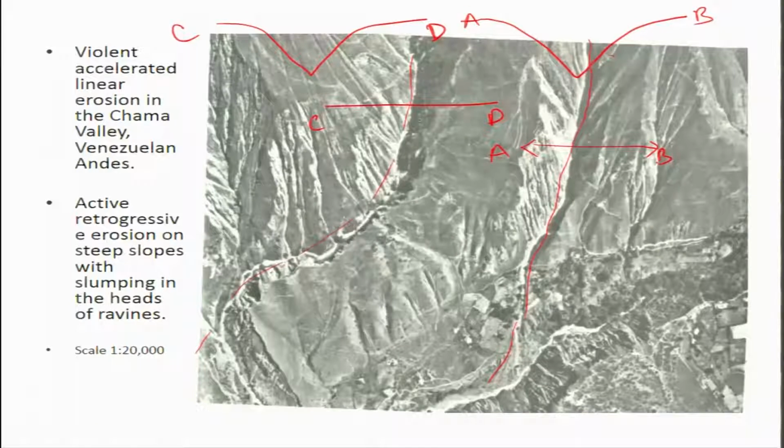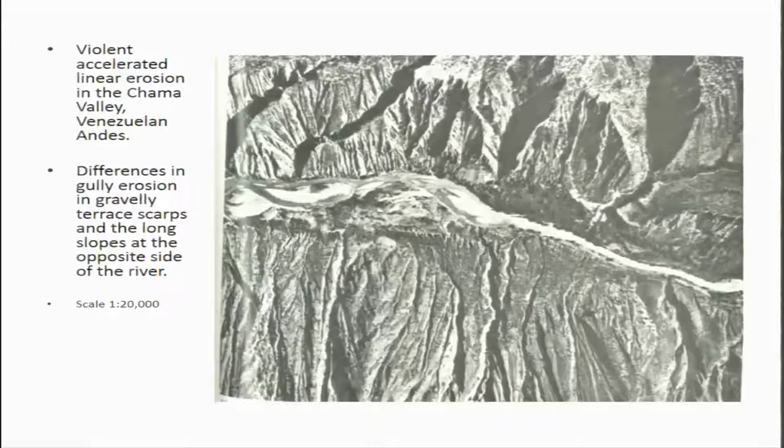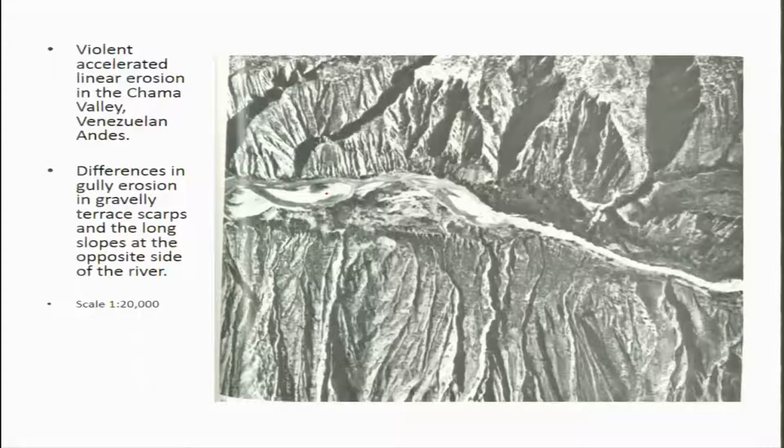Here also the cross section C to D will give you a V shaped valley, and this is showing the intensive erosion. You can also see some linear features, which are basically the parallel drainage pattern coming and joining this main channel flowing through the Chama valley. So here you are able to look at the parallel drainage pattern.